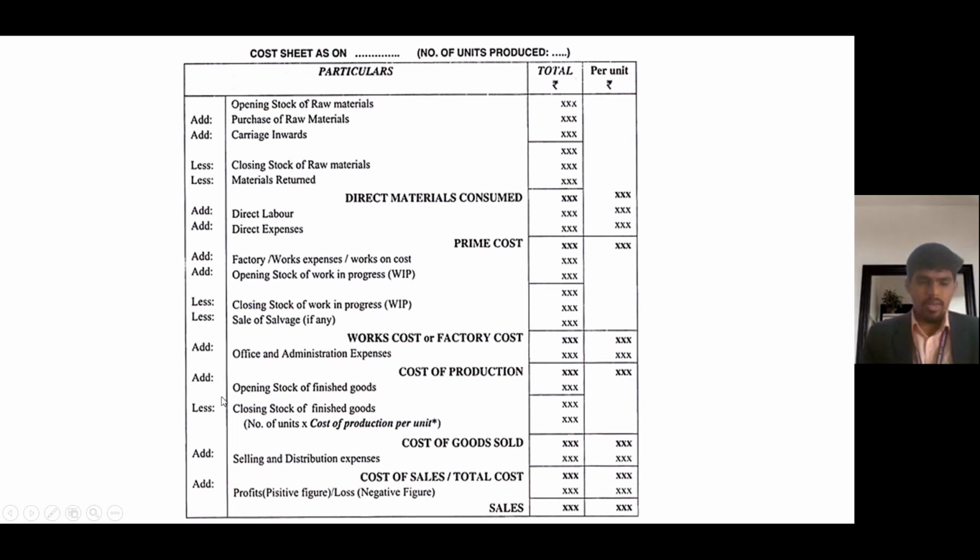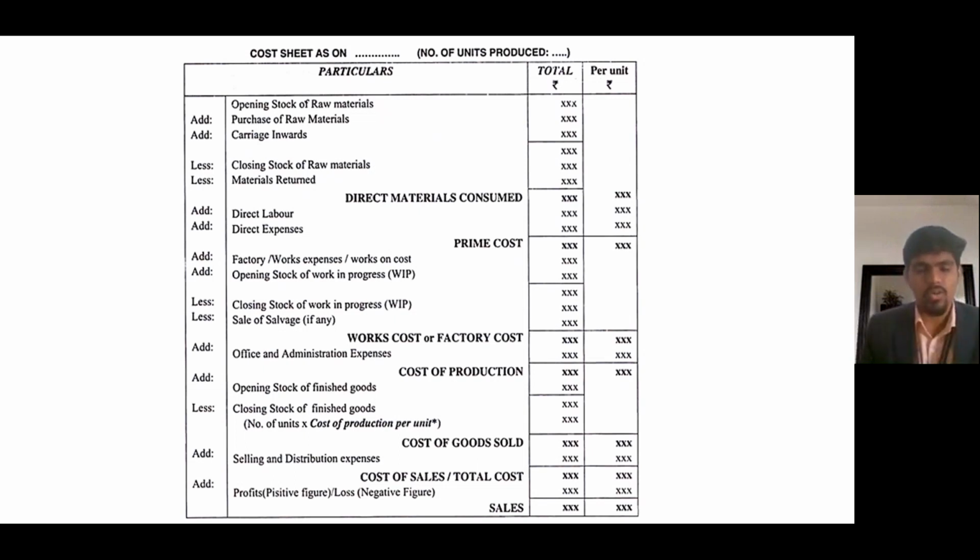Next, we are going to add opening stock of finished goods. So how many do we have as opening stock? How much stock of finished, completed goods do we have? That value we will be adding, and from that we are going to deduct the closing stock of finished goods. So how much closing stock is there which is finished, like a car which is completely manufactured. So what are the values, how many we have? Those all will be given.